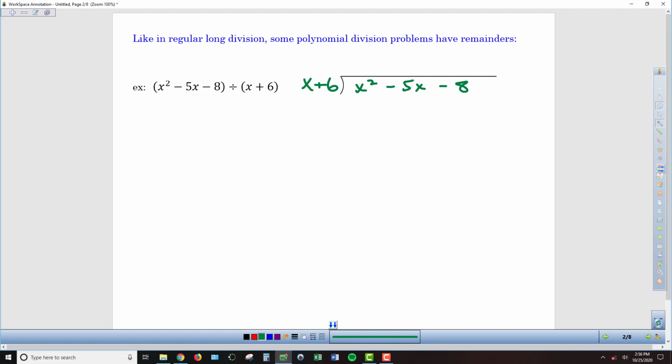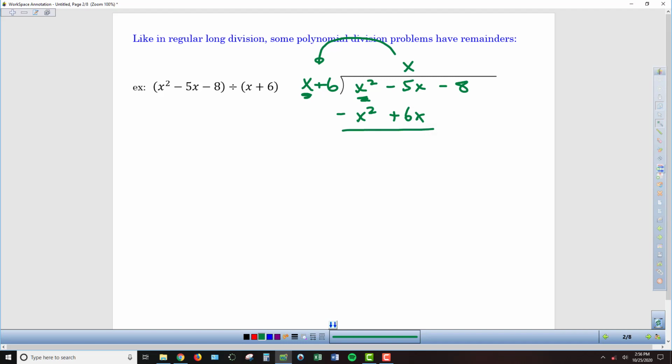So I'm ready to now go through my algorithm. So x times what equals x squared. So hopefully we know that's x. So I'm going to, again, line up my like terms just out of habit. So now I'm ready for the multiplication step. So I'm going to distribute. x times x is x squared. x times 6 is positive 6x. After the multiplication step, I'm going to subtract.